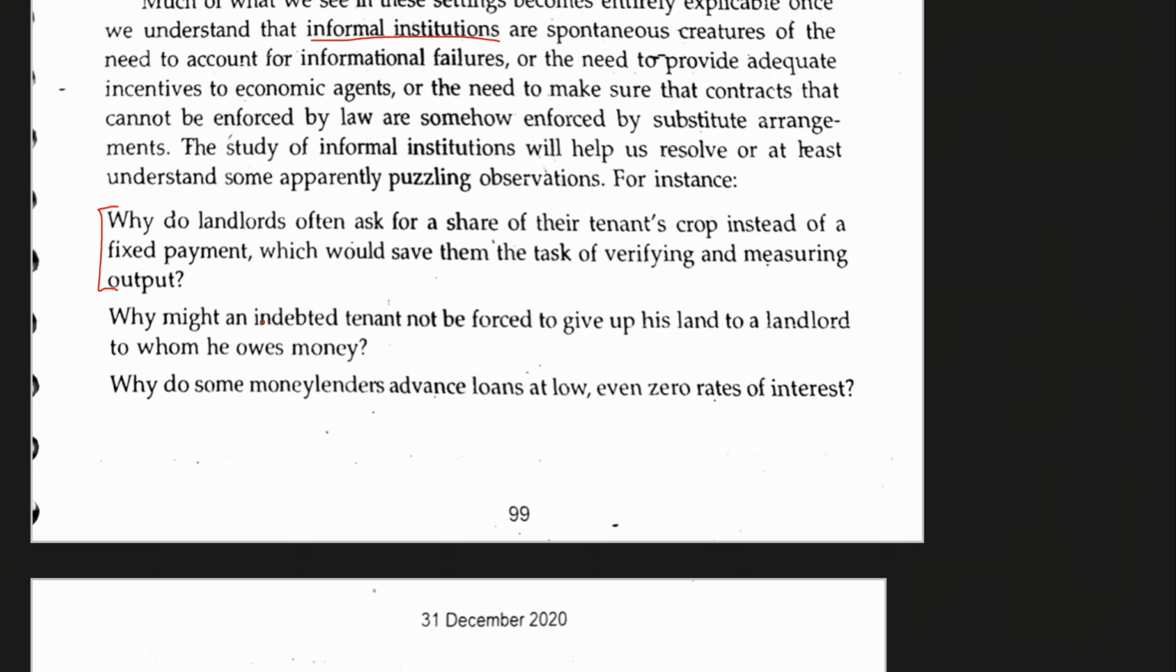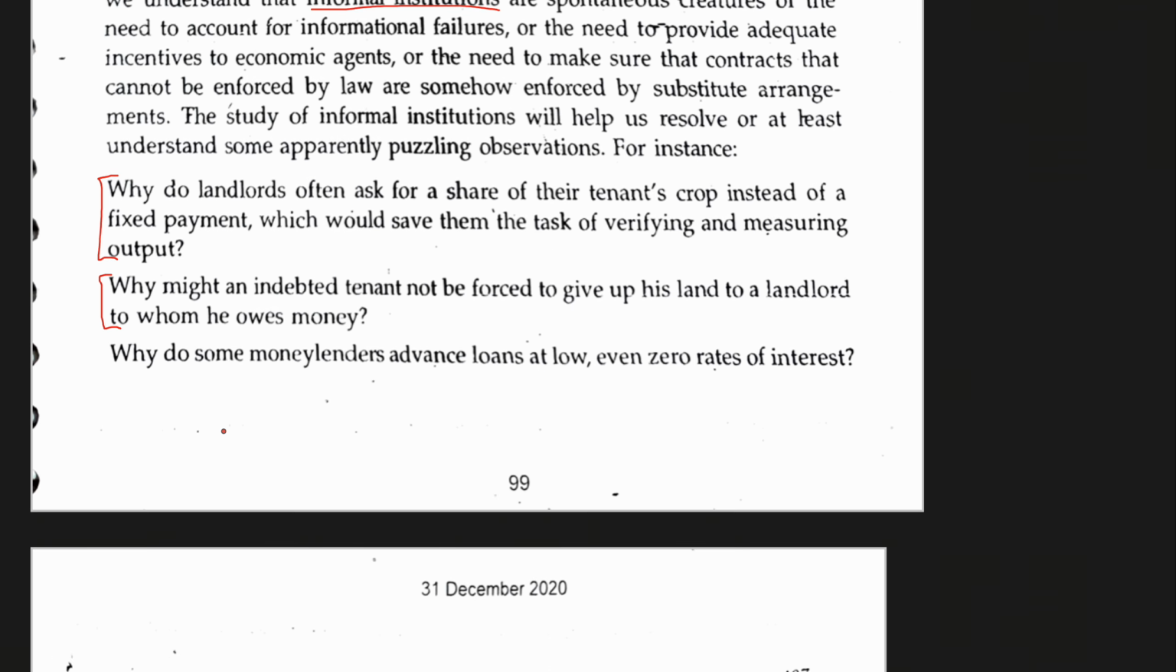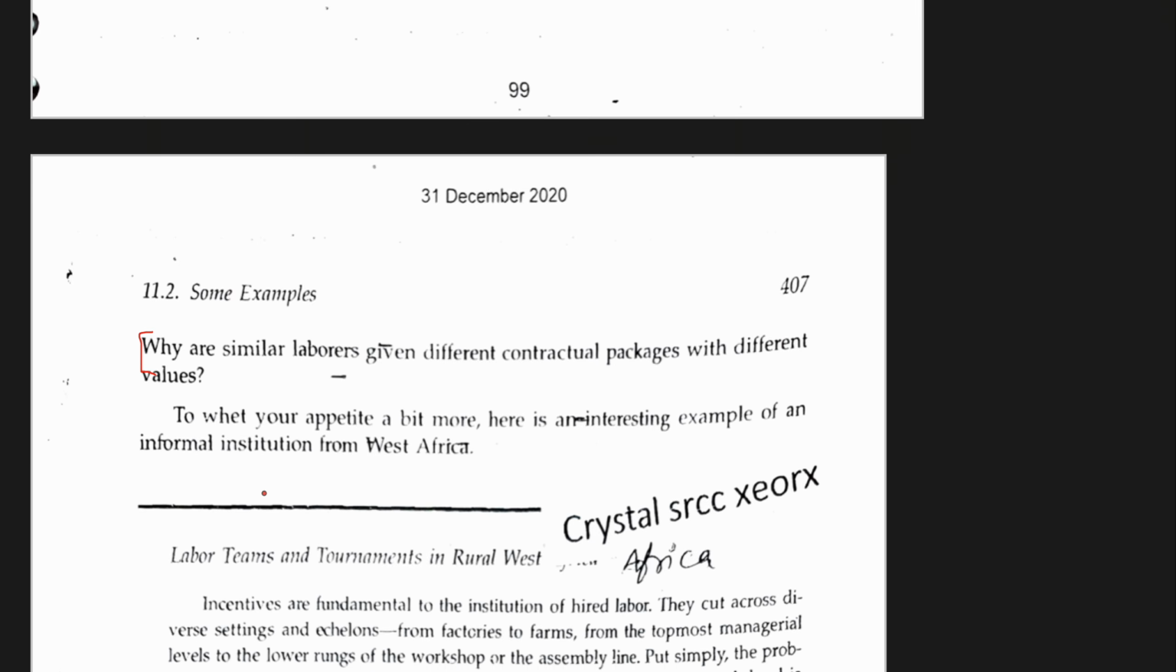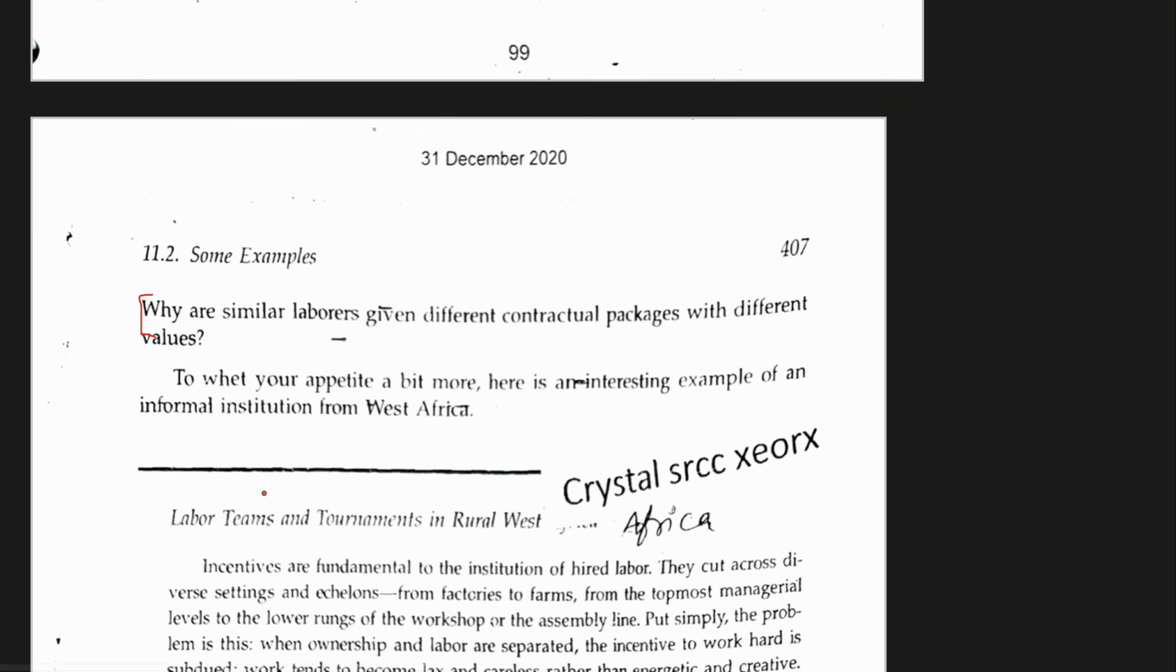Okay, why might an indebted tenant not be forced to give up his land to a landlord to whom he owes money? This we might study in labor. Why do some money lenders advance loans at low, even zero rates of interest? Why are some laborers given different contractual packages with different values, perhaps insurance?